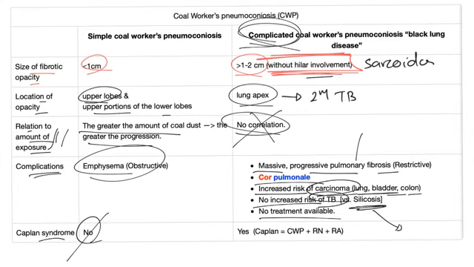Caplan syndrome: no association in simple. There is association with the complicated. Caplan syndrome is a triad of complicated coal worker pneumoconiosis plus rheumatoid nodules in the lungs plus rheumatoid arthritis.